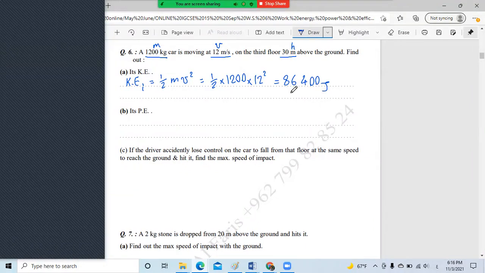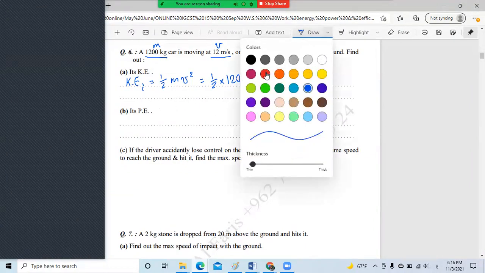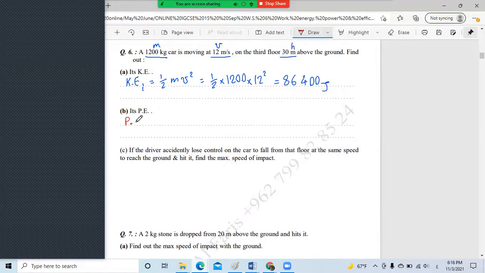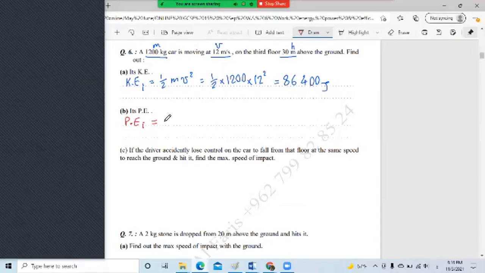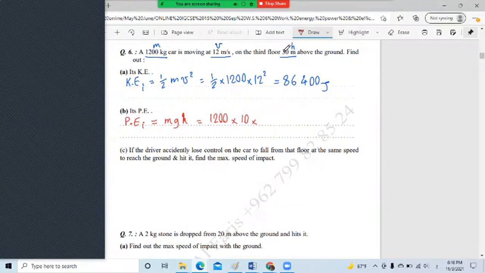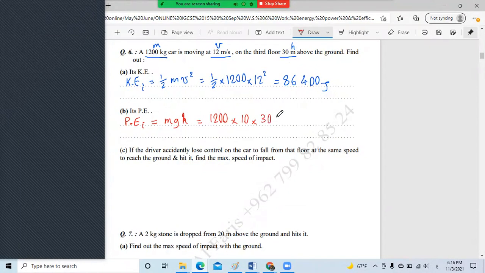But here, they ask about its potential energy. So potential energy at this initial position is equal to mgh: mass times gravity times height. So the mass, which is 1,200, multiplied by g, the gravity acceleration on Earth, which is 10, multiplied by the height, which is 30 meters above the ground, and the answer will be how much?